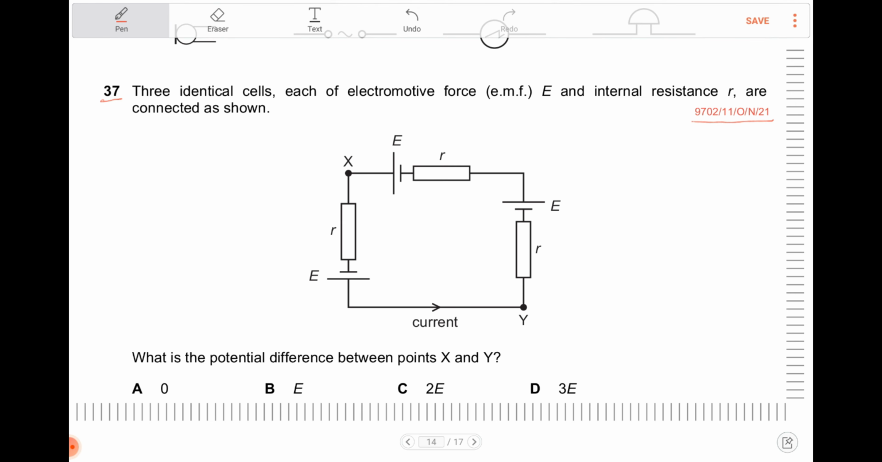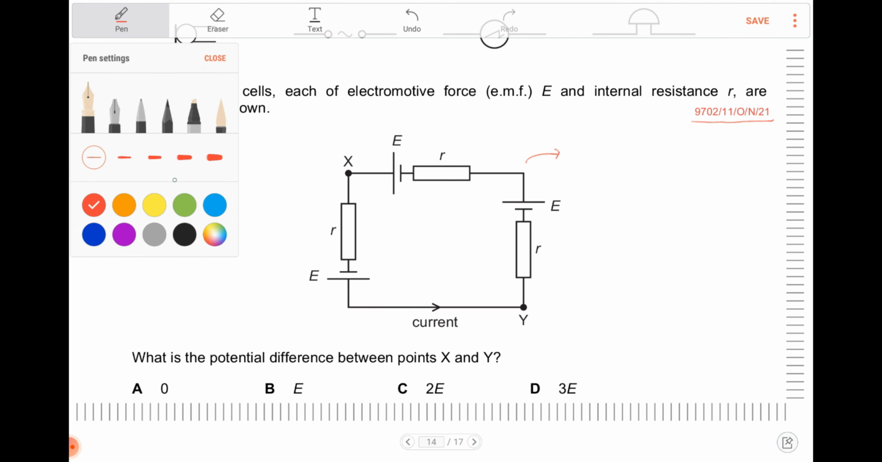So what we need to do here is realize that there are three sources of EMF and three internal resistances. We need to find this potential difference. So this is somewhat like a terminal potential difference. To solve this problem, we must first simplify this circuit. The simplification goes somewhat like this.